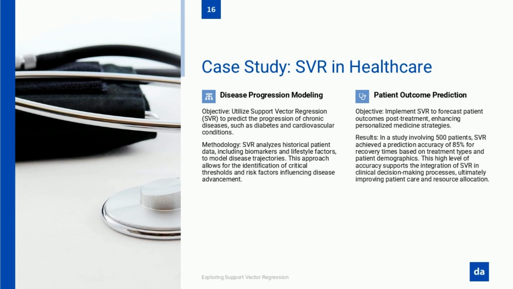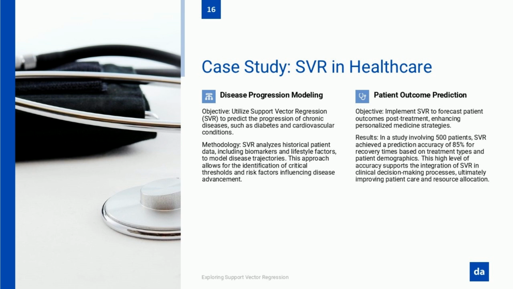Another critical area where SVR is used is patient outcome prediction. Hospitals and medical researchers analyze data from thousands of patients to determine how different factors influence recovery times, treatment success, and the likelihood of complications. In a study involving 500 patients undergoing post-surgical treatment, SVR was used to predict recovery times based on demographic information, pre-existing conditions, and post-operative care. The model achieved an accuracy of 85% in forecasting recovery outcomes, helping doctors allocate resources more effectively and improve patient care.